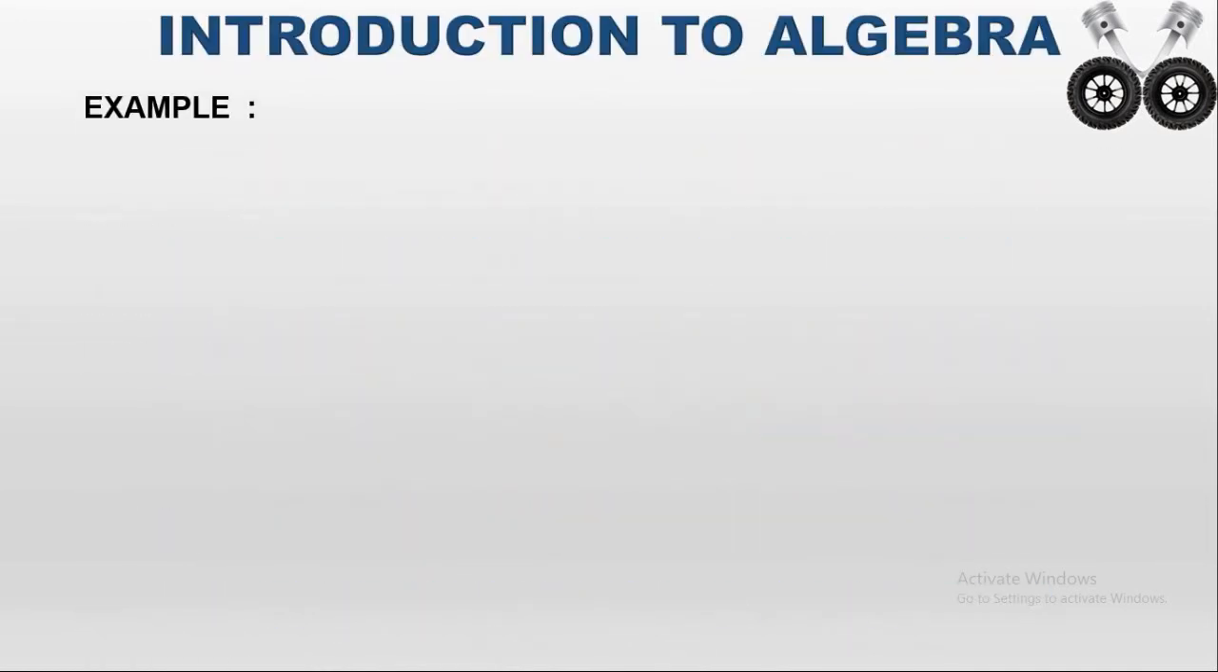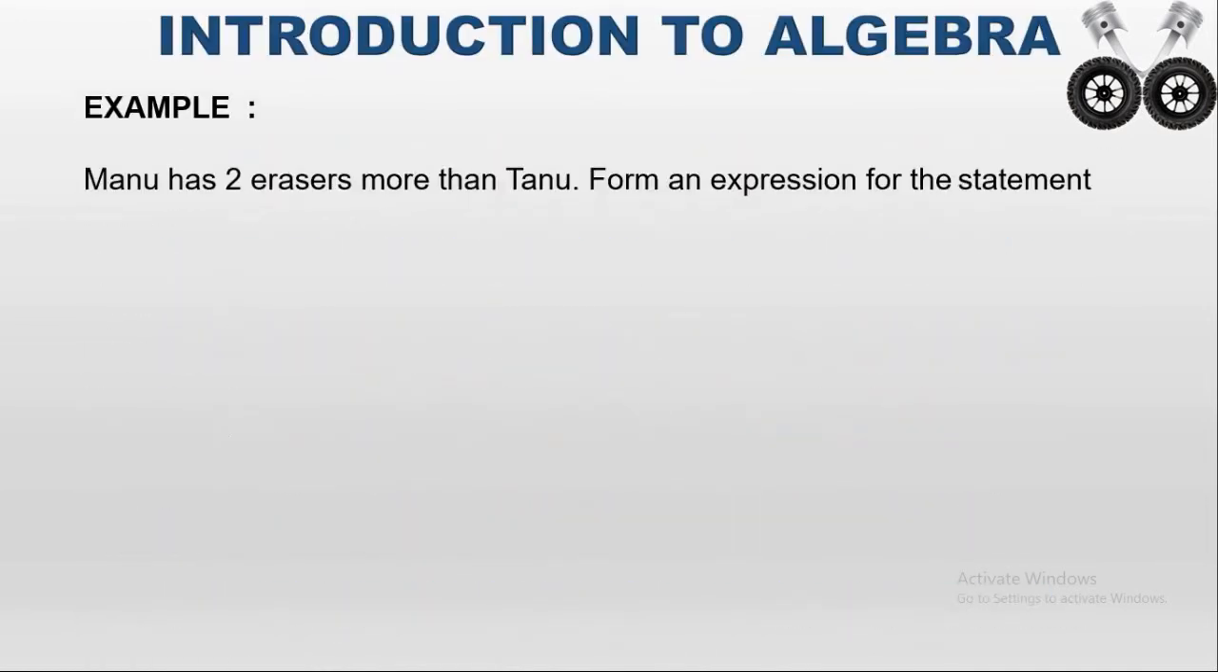Next one: Manu has 2 erasers more than Tanu. Form an expression for the statement. So what is the problem given here? There are 2 persons, one is Manu and another one is Tanu. These 2 persons have erasers. We don't know how many erasers Tanu has. So we took it as x, because the unknown quantity is taken as x. So here we took the variable as x.